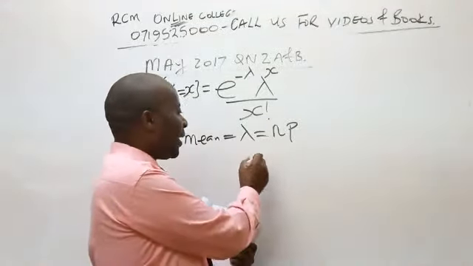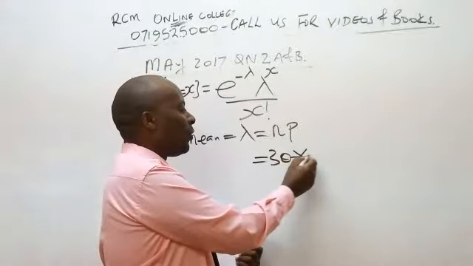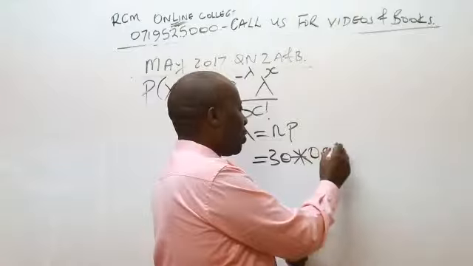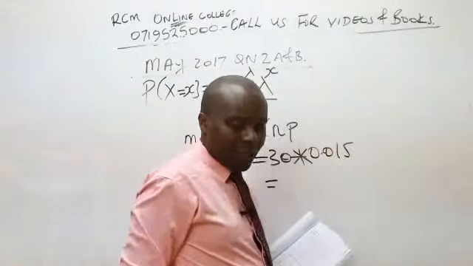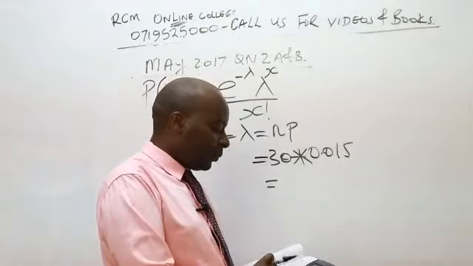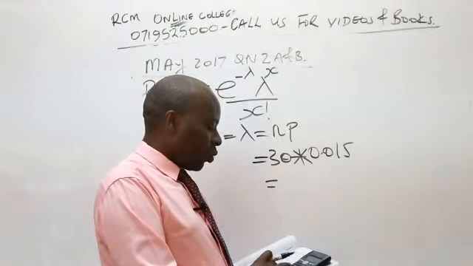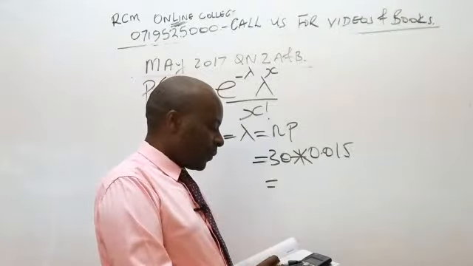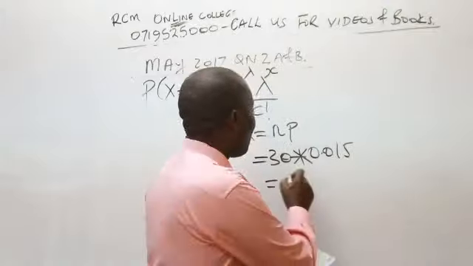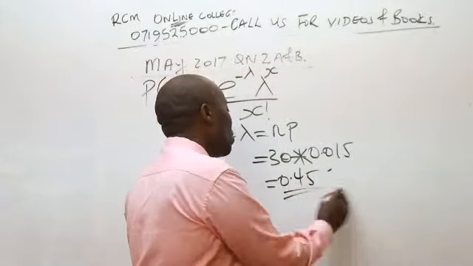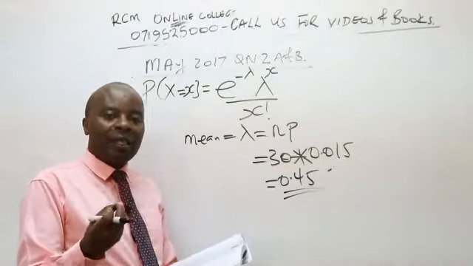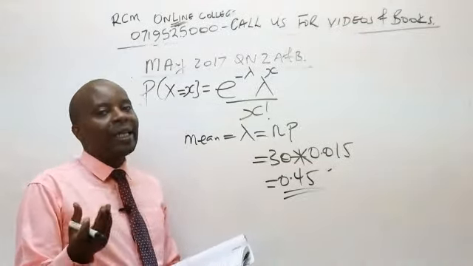So in this particular case, our number of trials n is 30, and the probability given here is 0.015. So at the end of the day that will give me 30 times 0.015, which gives me 0.45. Ladies and gentlemen, the moment you have given me this mean, then automatically I'll be able to give you whatever Poisson probabilities you will be needing.